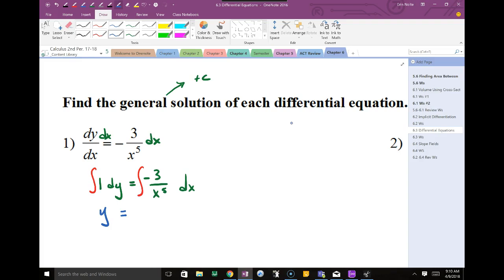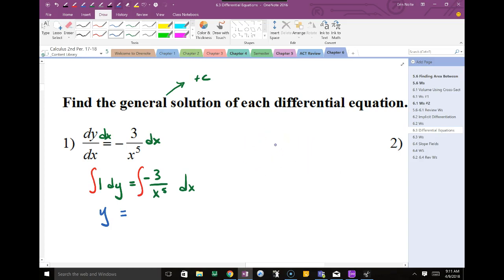The integral of dy equals y. No, dy does not equal y. The integral of dy equals y. Yeah, the integral of dy equals y. You said dy equals y. Those are two different things. Okay, fair game. Can you integrate the right side?